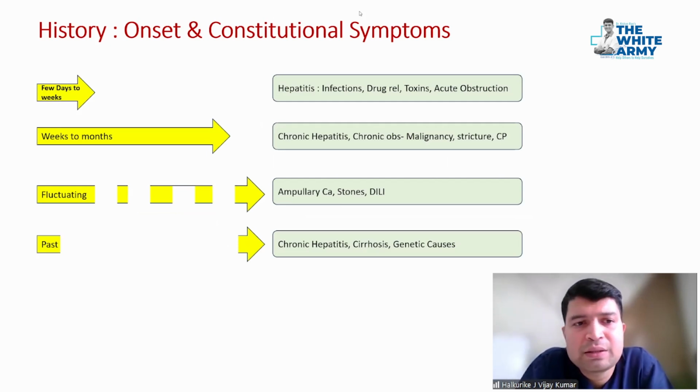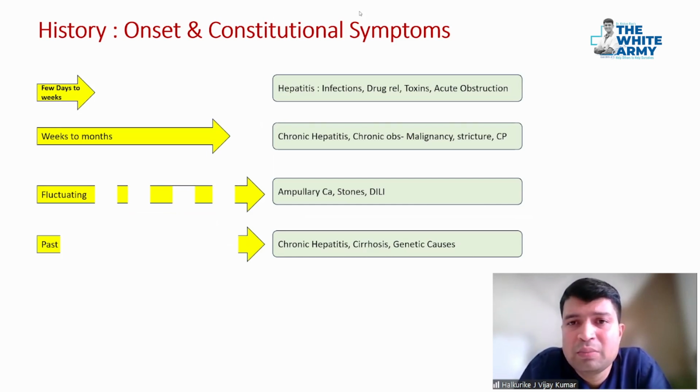If jaundice occurs over a few days to a few weeks, a shorter duration, let us say a few days, then usually it is due to hepatitis. The commonest is infectious hepatitis, which we see as hepatitis A and hepatitis E. Sometimes it is drug related. The patient takes some medication for, let us say, another condition, and 3 to 4 days later, the patient presents with jaundice.